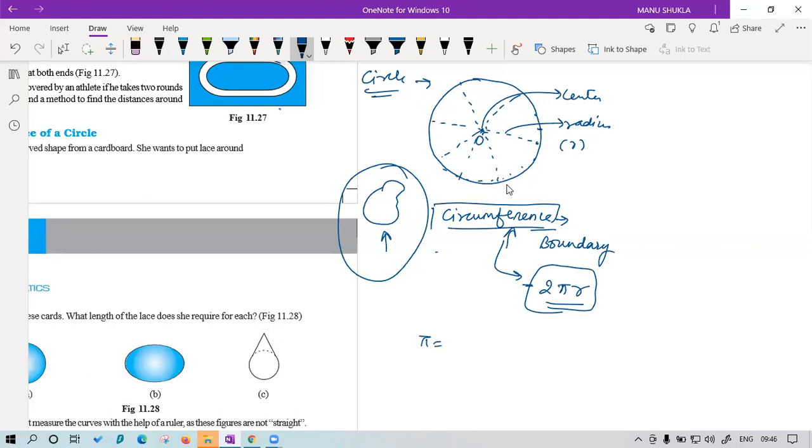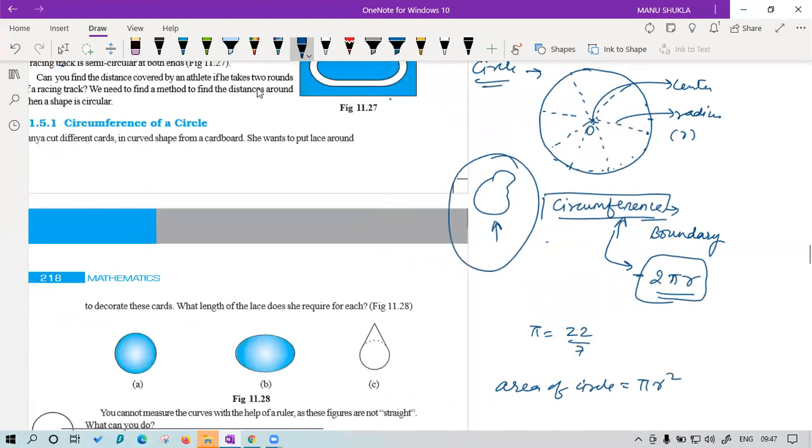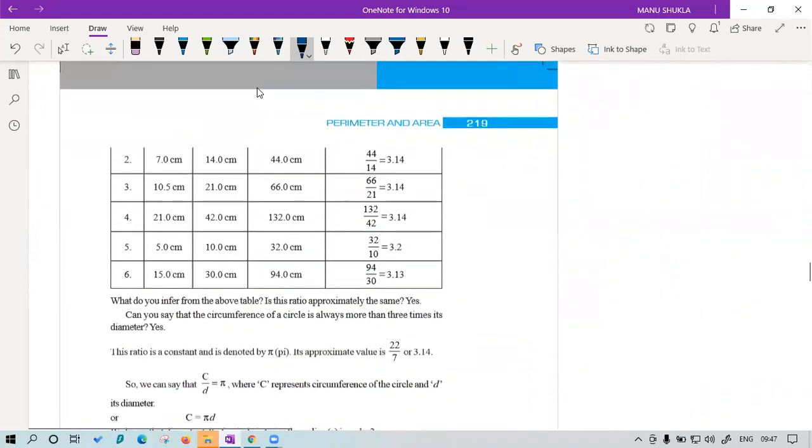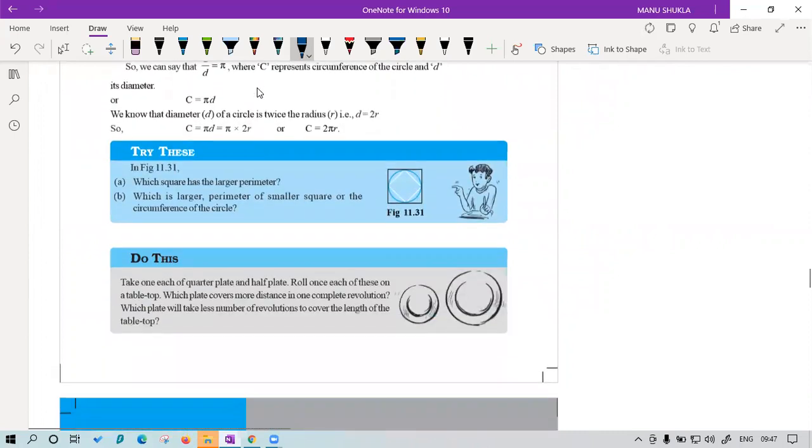Class, the value of pi is how much? It is 22 by 7. Very good. What is area of circle, class? What is area of circle? It is pi r square. Very nice. So let's see some figures over here. So you can see they all are trying to tell you the value of pi.